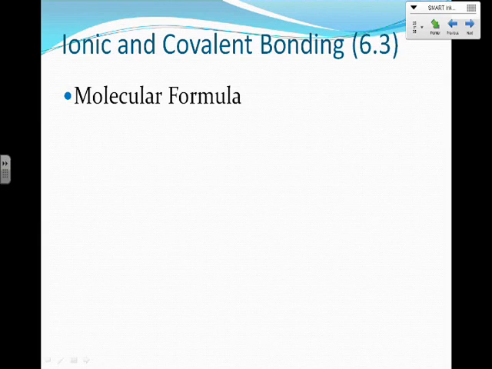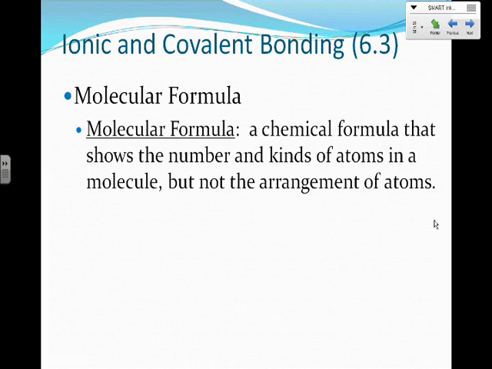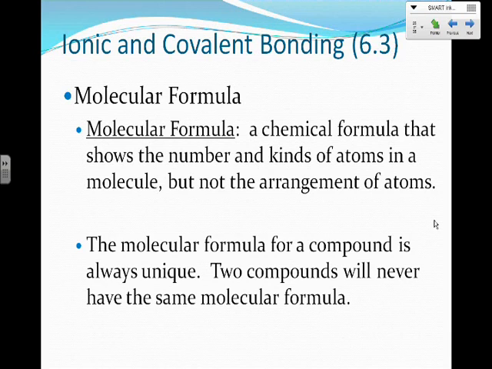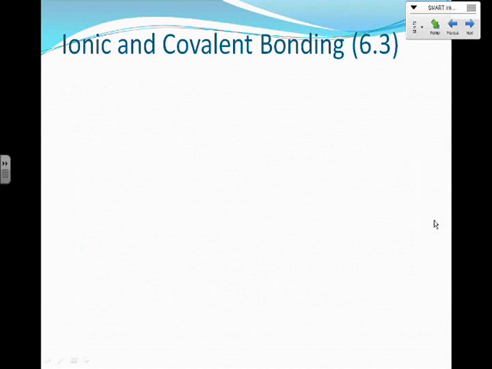All right, now we need to talk about 2 types of formulas. We have molecular formulas and empirical formulas. Molecular formulas are those formulas that show the number and kinds of atoms in a molecule, but it doesn't show the arrangement of atoms, okay? So the molecular formula for a compound is always unique. 2 compounds will never have the same molecular formula. Make sure you remember that.